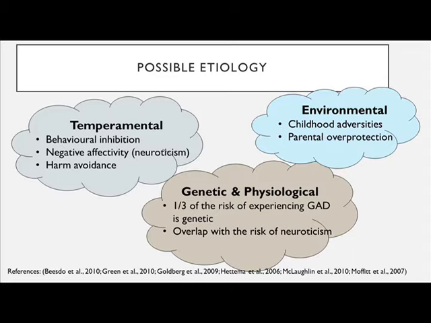A number of studies have explored temperamental, environmental, and genetic physiological factors associated with GAD. Temperamental factors such as behavioral inhibition, harm avoidance, and negative affectivity have been linked with GAD. Many individuals with GAD report that they have felt anxious and nervous all of their lives. Symptoms of excessive worry and anxiety that occur early in life may be manifested as an anxious temperament. Environmental factors such as childhood adversities and parental overprotection have also been linked to GAD. However, it is unclear which environmental factors have been identified as specific or sufficient enough for a GAD diagnosis.